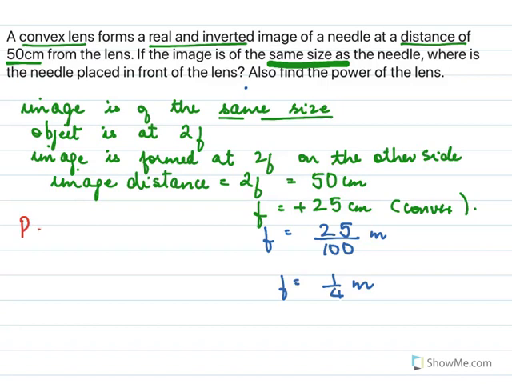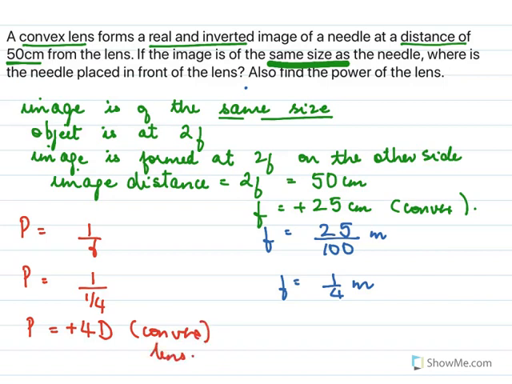So power we know is 1 by f. So power is 1 over 1 by 4. So power is 4 diopters. And positive because it is convex. So the power of this lens is plus 4 diopters, and we know where the object is kept. Object is kept at 2f.